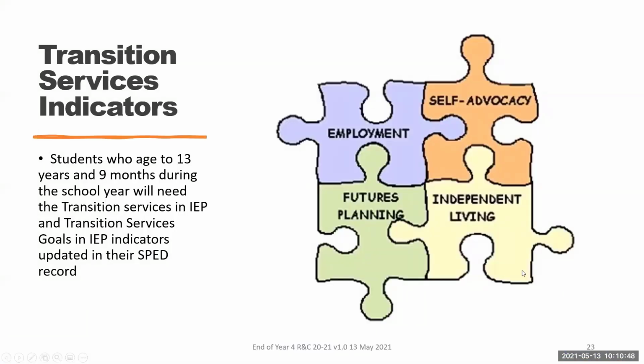And then along with students who age during the school year, those students who turn 13 years, 9 months, most of these are going to be middle school students, possibly some freshmen. They're going to all of a sudden need the transition services in IEP and transition service goals in IEP indicators selected. Again, this is just a yes or no value. It's very simple. It should be outlined in the IEP. Transition services are part of the IDEA, so all your special education coordinators would know about this. Anyone serving students with disability knows.